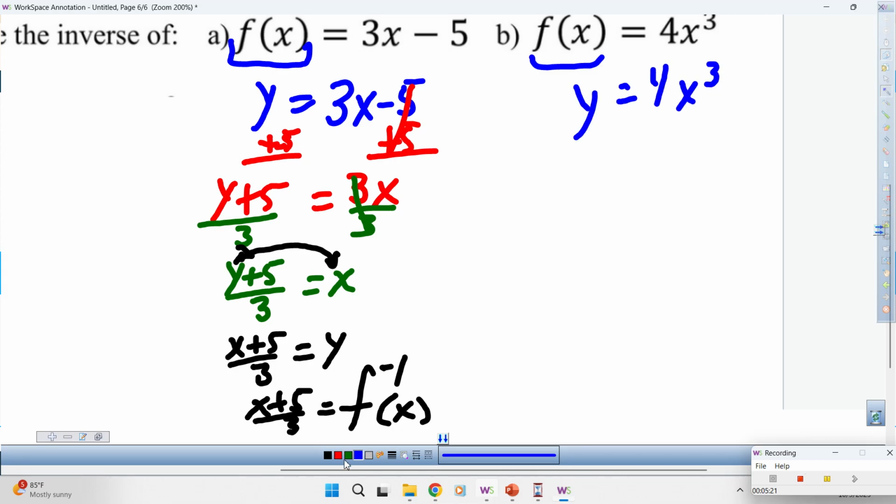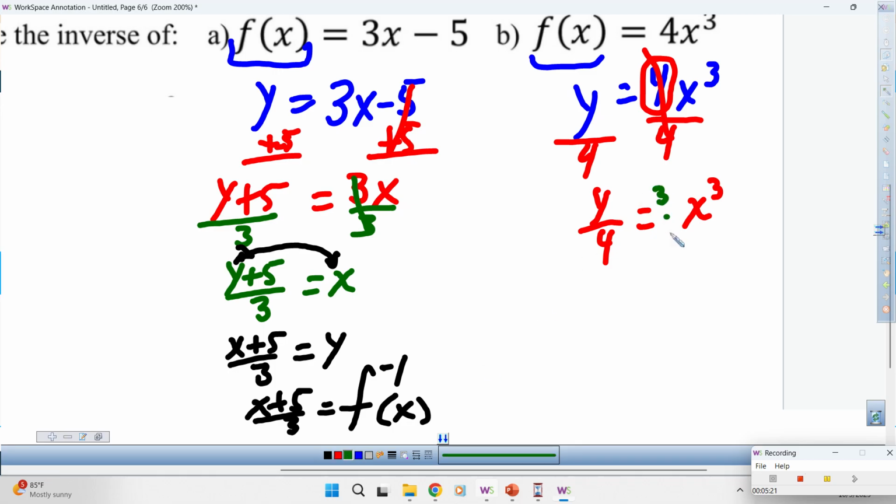And then? Before that? If the 4 is multiplying, the inverse is 2. Divide by 4 both sides. Very good. We end up with y over 4 equals x cubed. And now what did you say we were going to do? Cube root. This cancels that. We're left with cube root of y over 4 equals x.